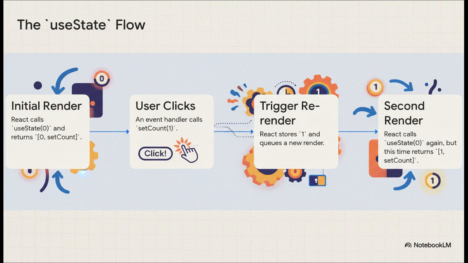And this flow is just, it's everything. Let's walk through it. First render. The component runs, hits useState(0), and React hands it back 0 and setCount. Make sense? Now, the user clicks something and your event handler fires setCount(1). This is the magic moment.